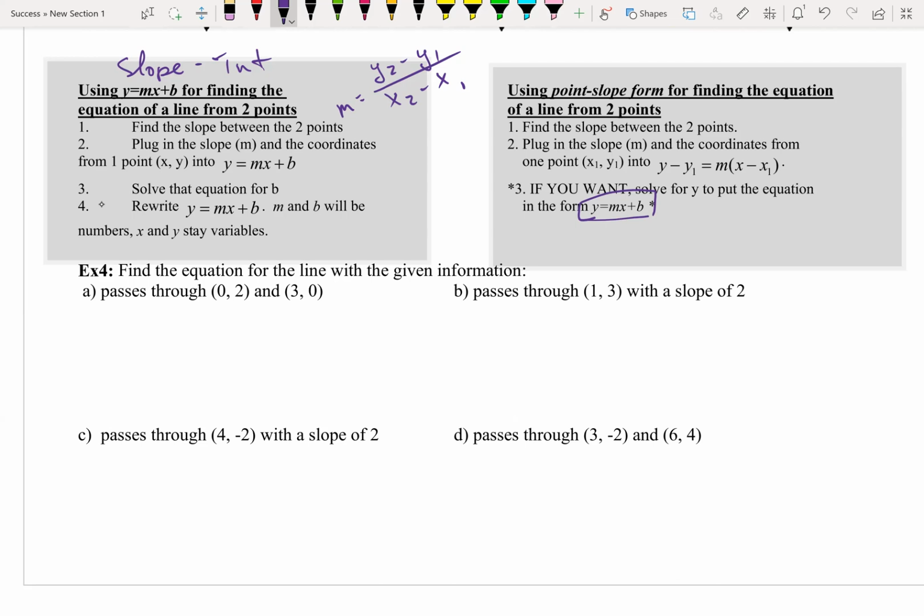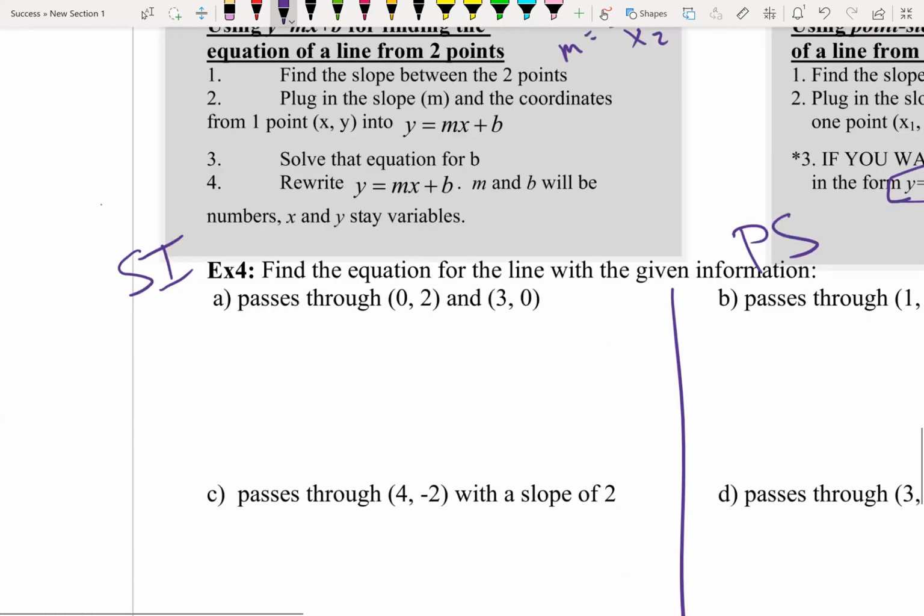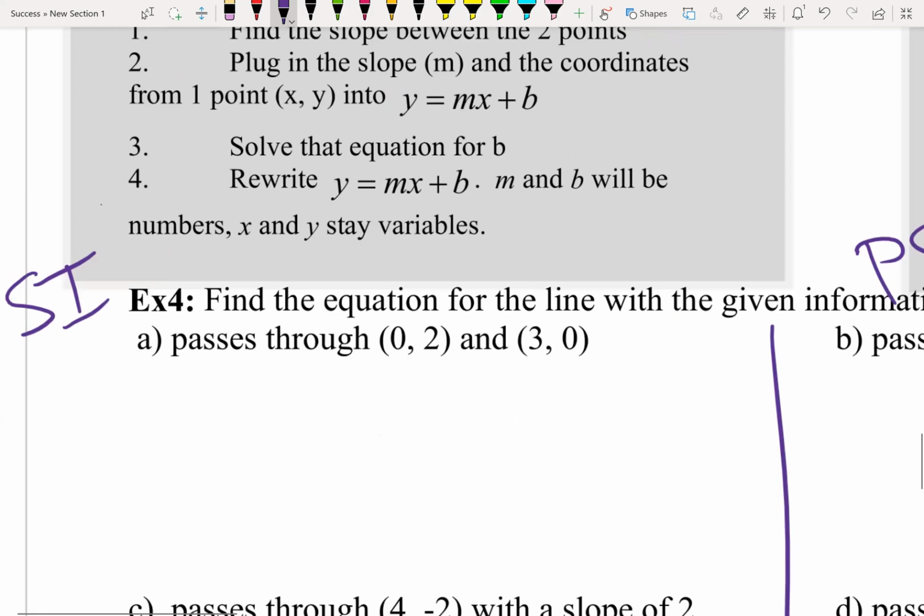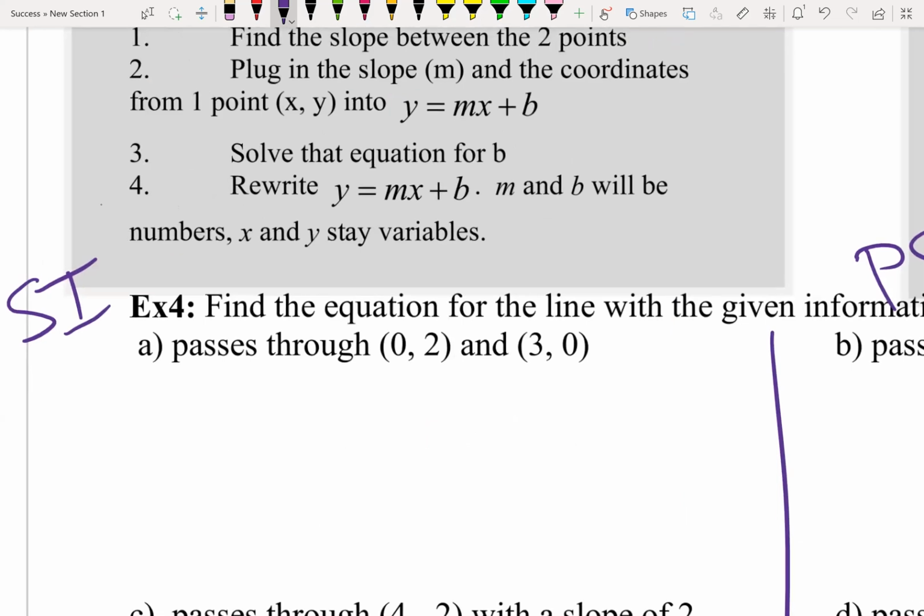So in these examples, I'm going to kind of split it right down the middle. I'm going to do these two over here on the left as my slope intercept form. And then I'm going to do these over here as point slope form, just so that you get the chance to see both of them. So using my directions, it says we want to find the equation of a line that passes through these 2 points. Step one, it says that we need to find the slope.